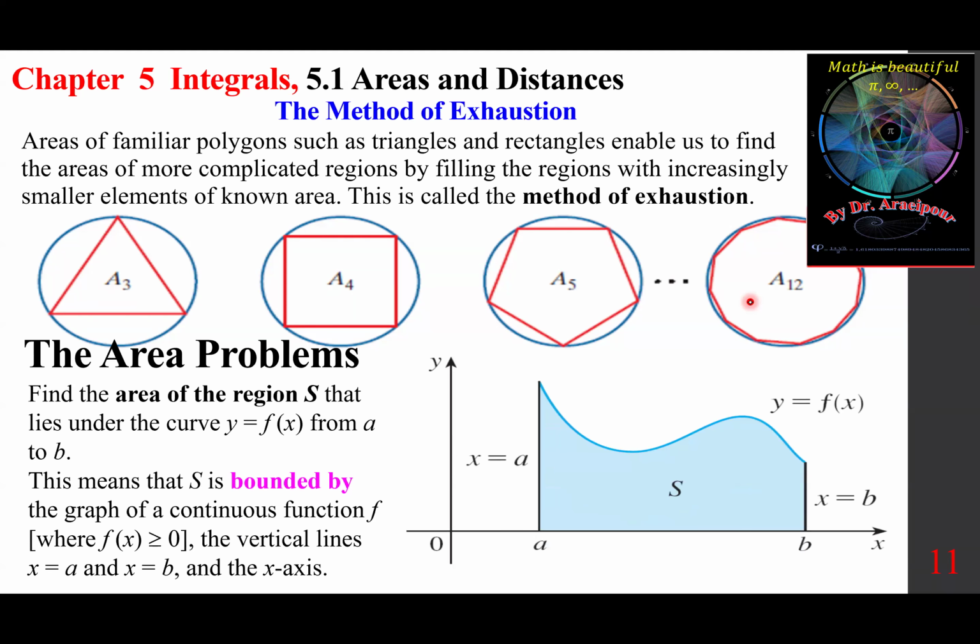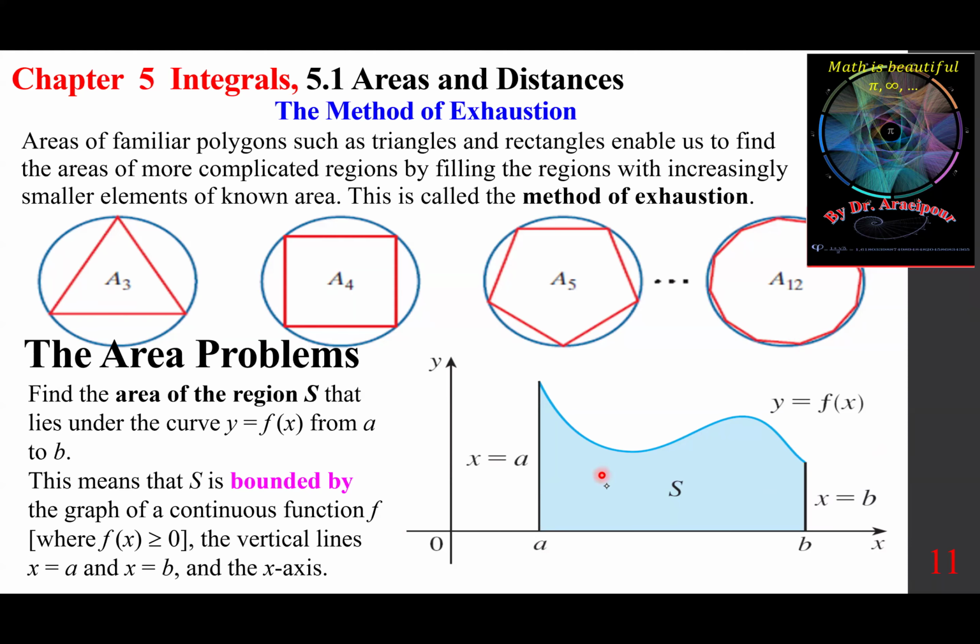So the area problem. Find the area of the region S, here's the region S, that lies under the curve y equals f of x from a to b, x equals a to b. This means S is bounded by the graph of a continuous function f, where f of x is greater than or equal to 0. The vertical lines x equals a and b, and the x-axis or y equal to 0. Now, look at this. This is interesting.